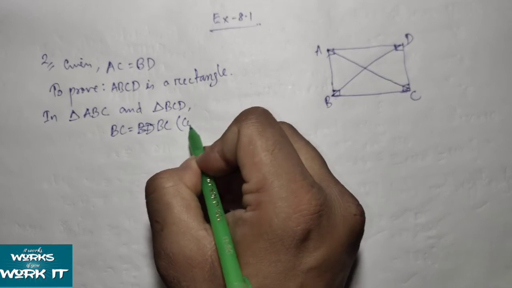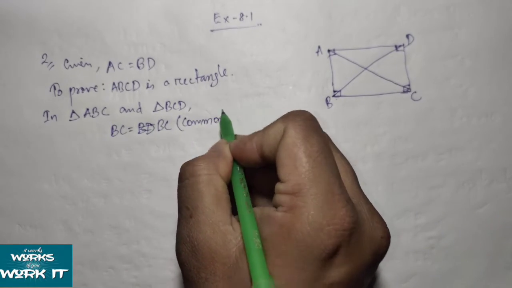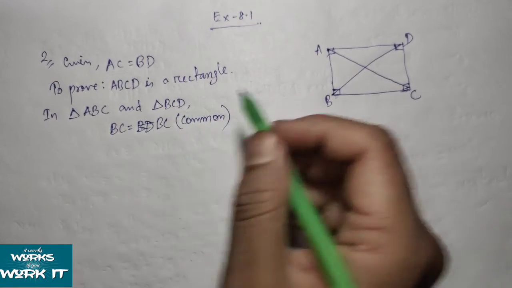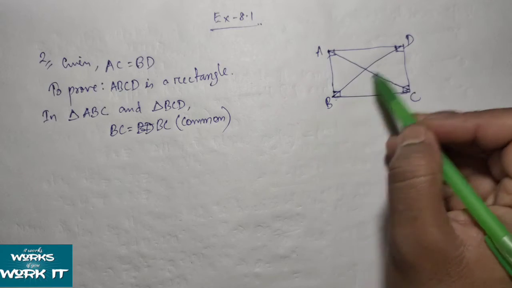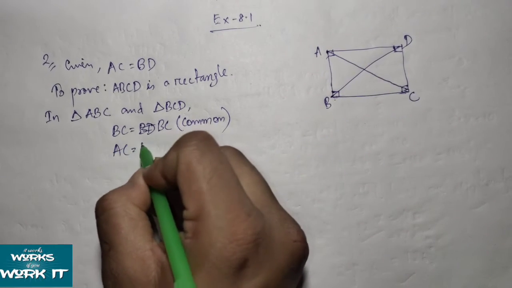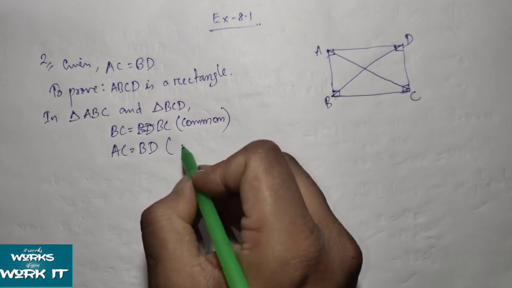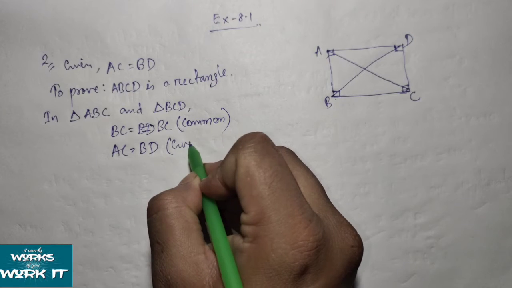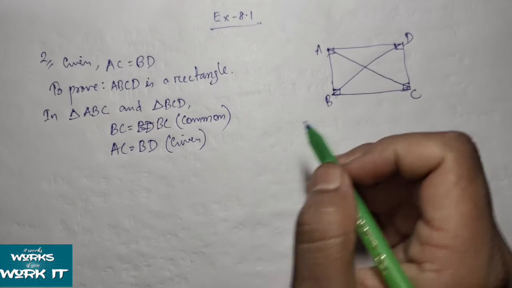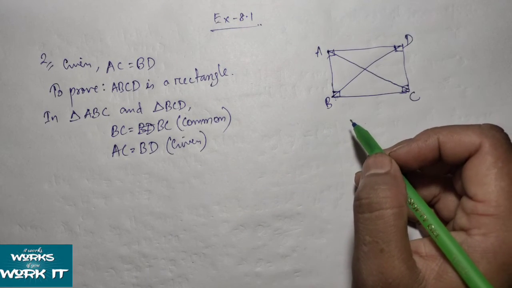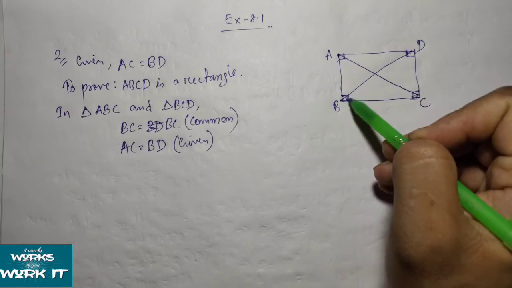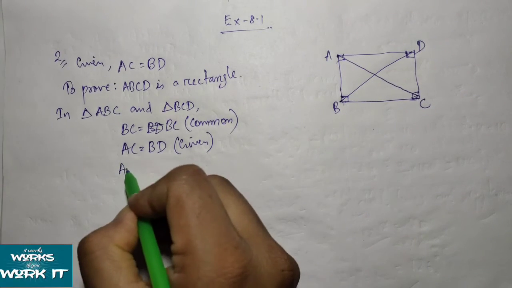BC is equal to BC. What is the reason? It is common. Next, AC is equal to BD. It was already given in the question that they were equal. And the third one, we can take AB equal to CD.